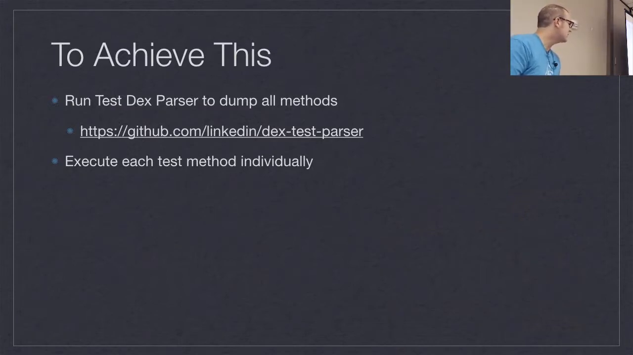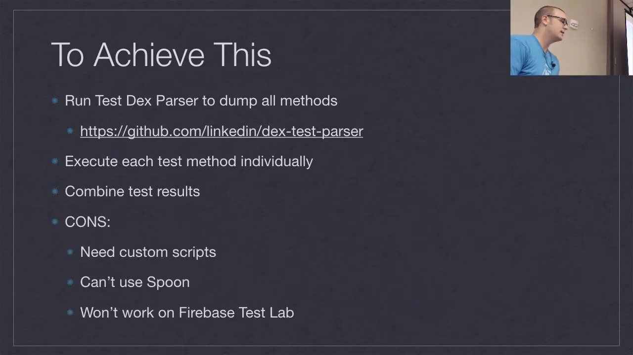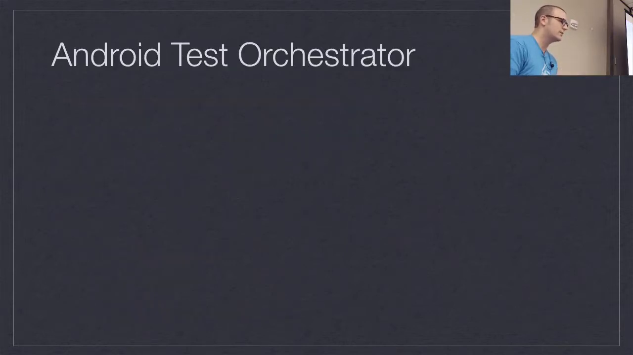But it executes each test method individually, and at the end, you have to combine the test results, which it doesn't do by itself. You'd have one JUnit XML file, and then you have another one. Each one would be for one test. And what stinks is you can't really use Spoon on this, right? If you use Spoon, you'd have one test report for the one test, and you'd have another one. So it would take a lot of work to really dive in and see what's happening there. So you need a bunch of custom scripts, and this won't work on Firebase Test Lab. That's something people use for cloud testing, and it's really not going to work in there.